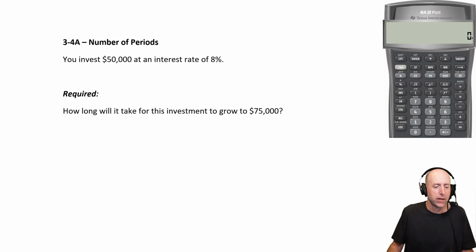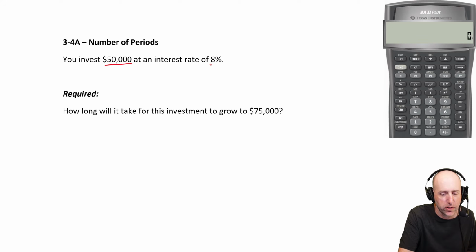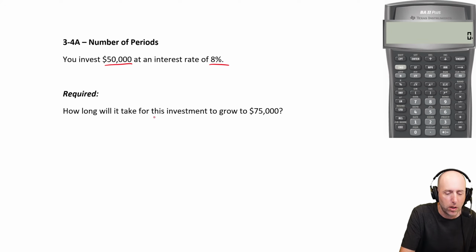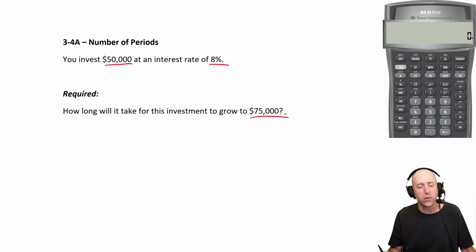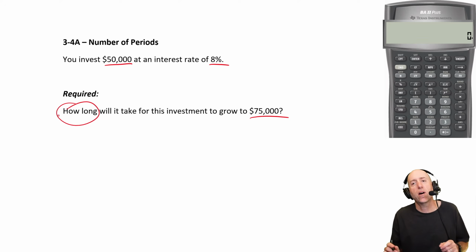So we're given a present value number: you invest $50,000 today at an interest rate of 8%, so we're given the rate. It asks how long it will take for this investment to grow to $75,000, so that's the future value. So we've been given everything but how long, right? The number of periods. This is the hardest one to do.